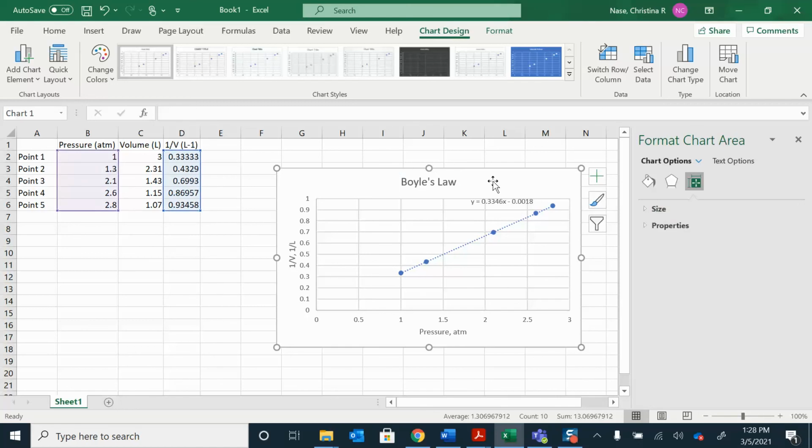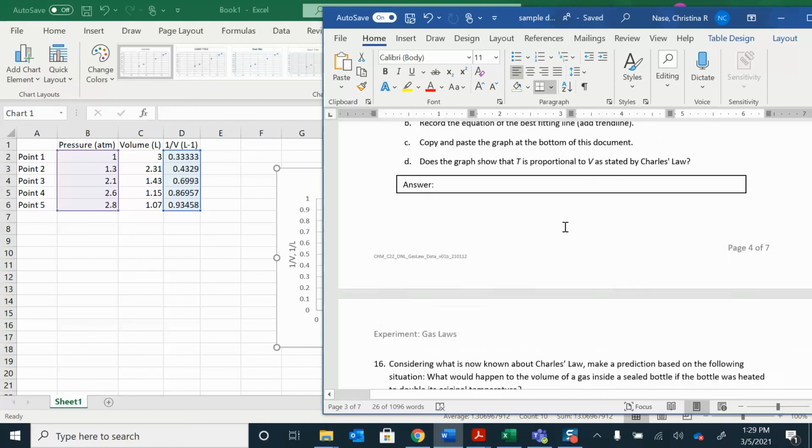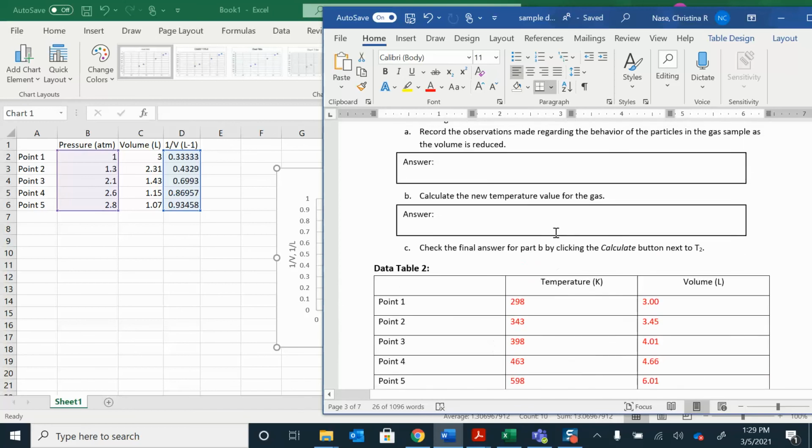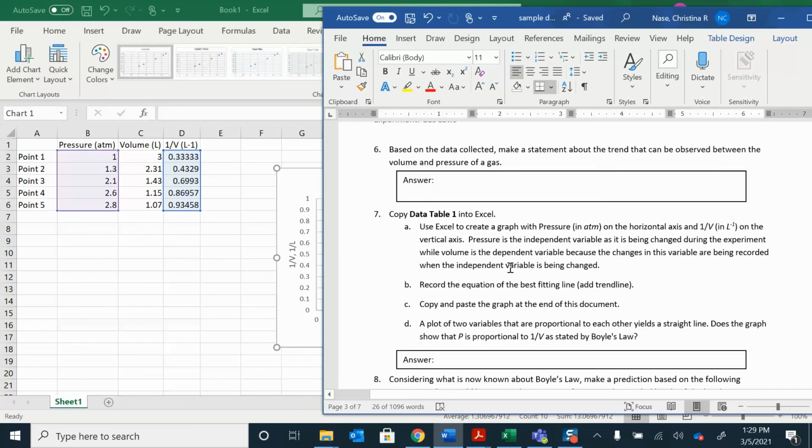So then you want to add this chart to your final data sheet. You can click on it and then right click and copy it, and then you can bring it over to your data sheet. You can either paste it right in here on question number 7, or I think it says add it at the end of the document. That's fine too, wherever you want to do it. So then you would just paste.